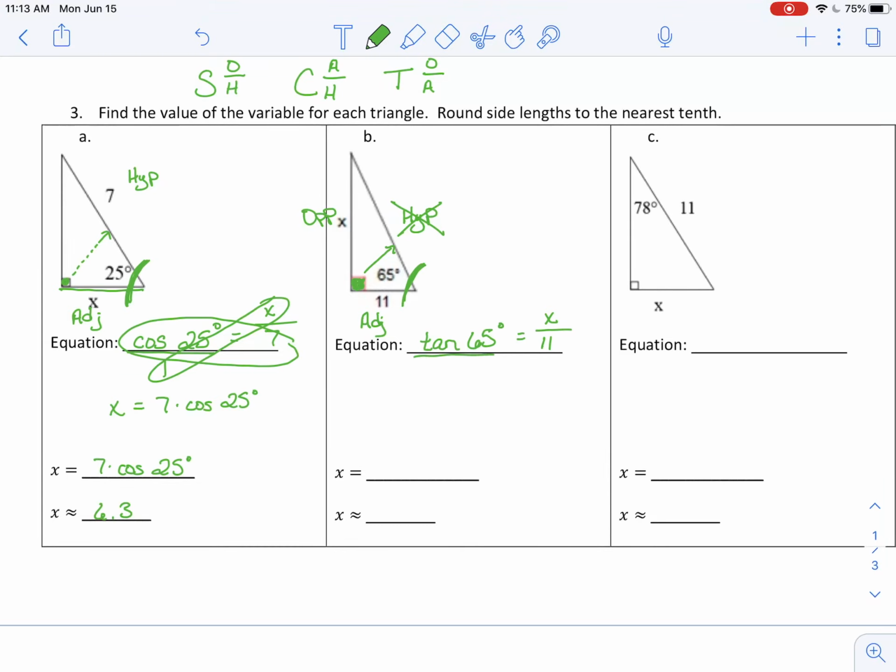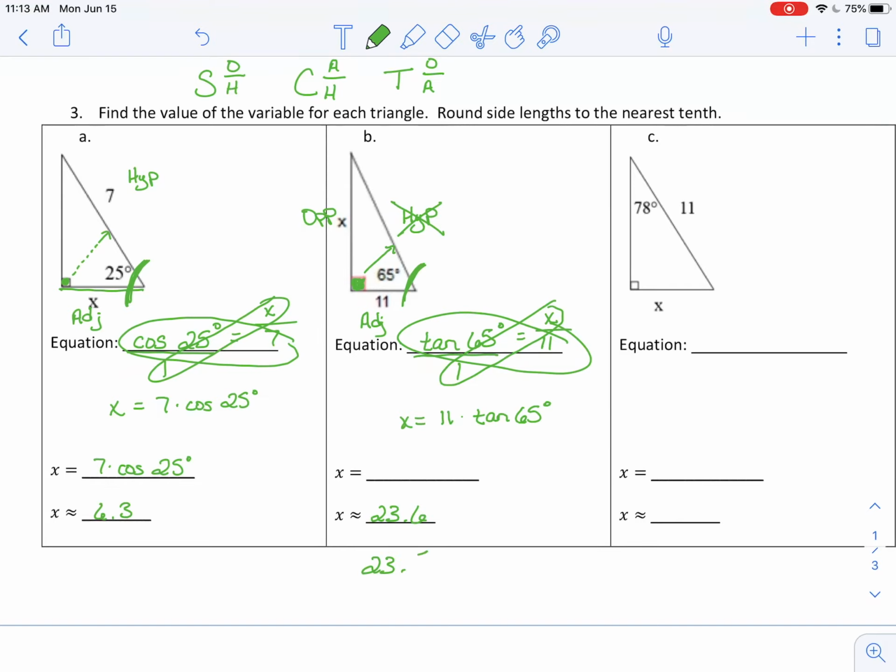Now I'm trying to find x, so I'm going to cross multiply. I'm going to put this side over 1. X times 1 is still just an x. And on the other side, I could do tangent of 65 times 11. Typically, I put the 11 first so I don't mess up with my calculator. So again, some calculators will do 11 times the tangent of 65. Some calculators will do 11 times 65 tangent equals. But our approximate answer should be 23.6.